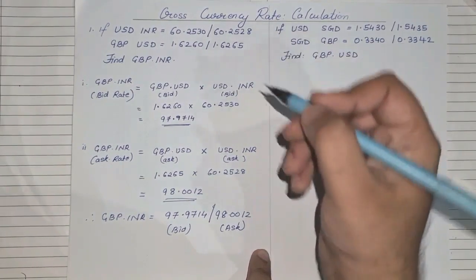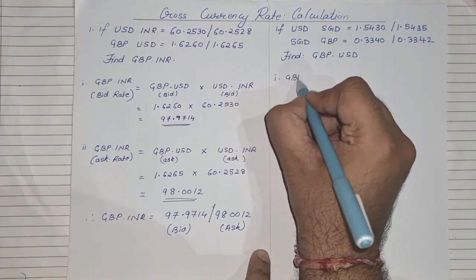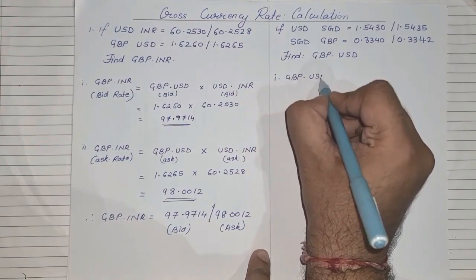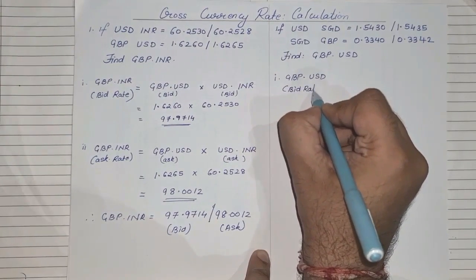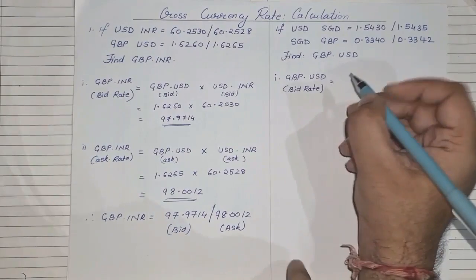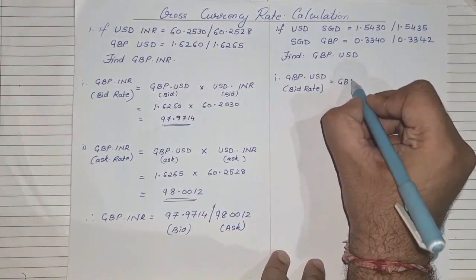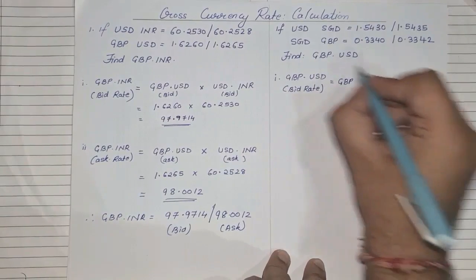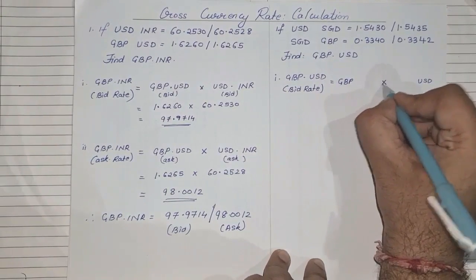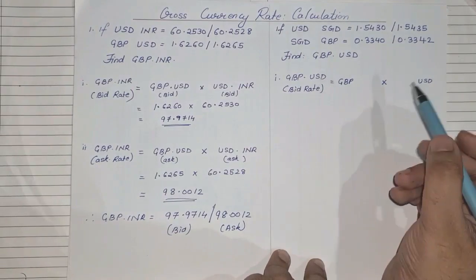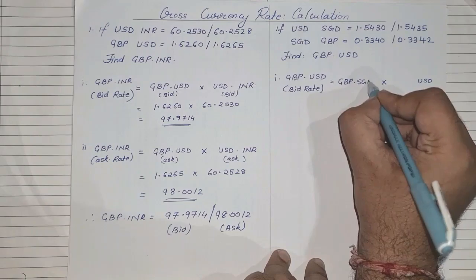Okay, so we will start with the same step. Number one, we need to first find the GBP to USD bid rate, that is the buying rate. Now we follow the same rule. Whatever they ask us to find, the first name we keep here, and the second goes at the end, with the multiplication sign in between. Now the third currency present in the question is SGD, so I'll write SGD on both sides.